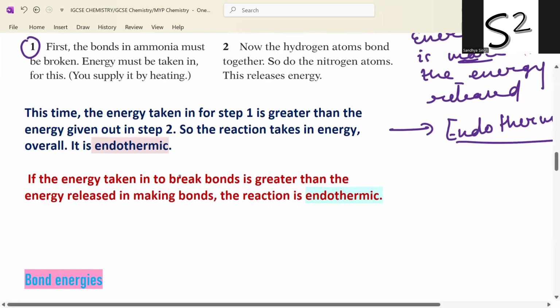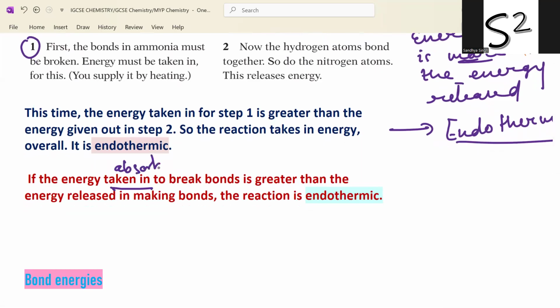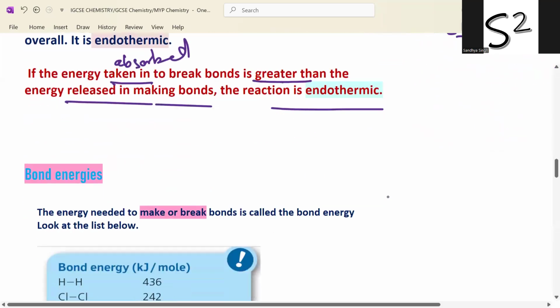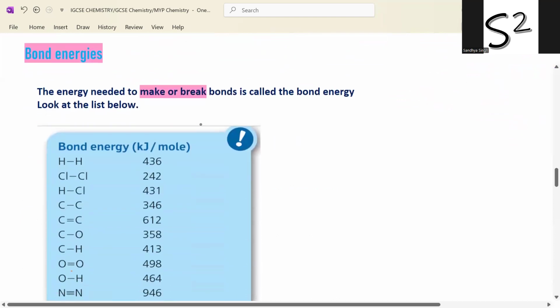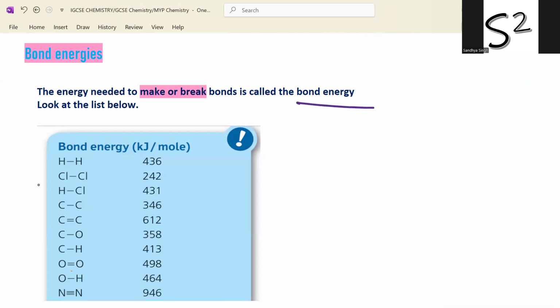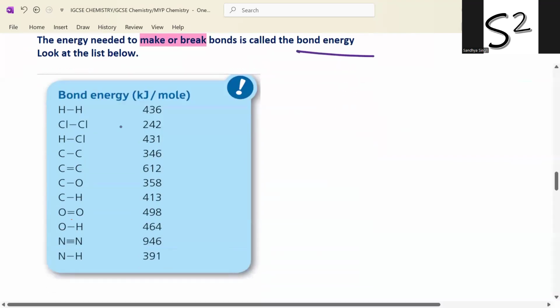So what I said, if the energy taken in to break bonds is greater than the energy released in making bonds, the reaction is endothermic. Let's see the bond energies. The energy needed to make or break bonds is called the bond energy. This is the list of bond energies of some of the molecules.